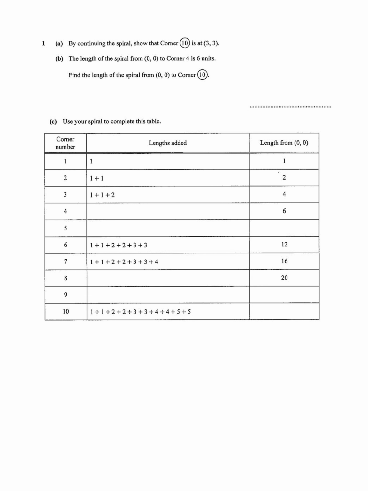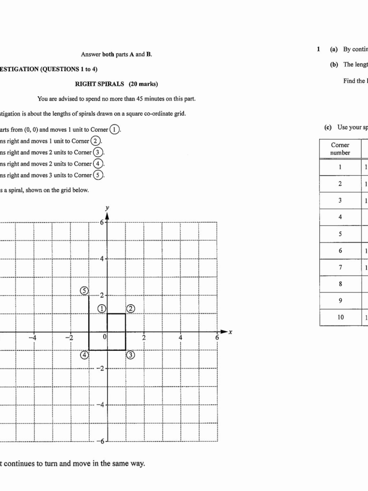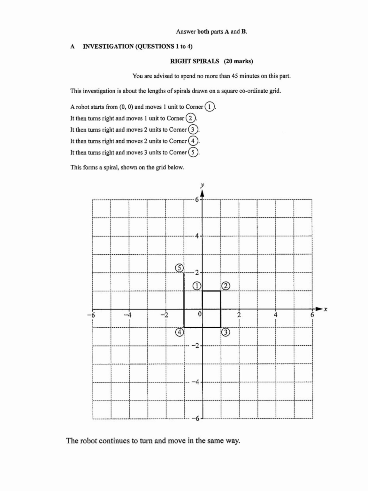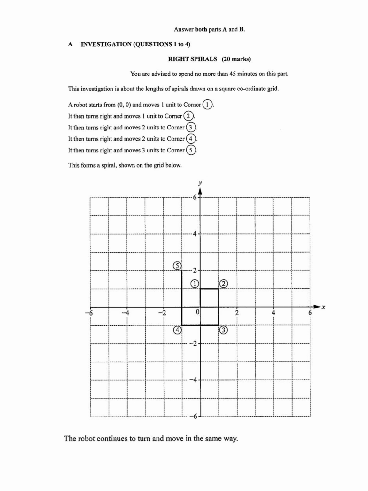By continuing the spiral, show that corner 10 is at 3, 3. Okay, so we've got to flip back the page and continue to corner 10. So another 3, turn, down 4, turn, across 4, turn. Oh, I'm not keeping track of the numbers. Let's just write in our numbers. That was 5 here, so 6, 7, 8, 9, and 10.